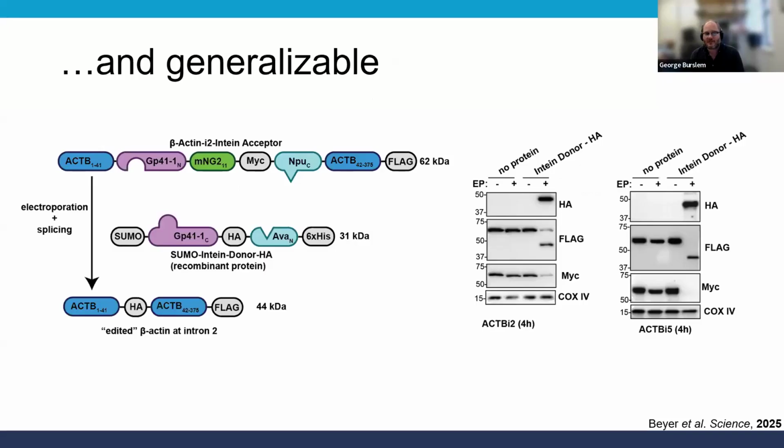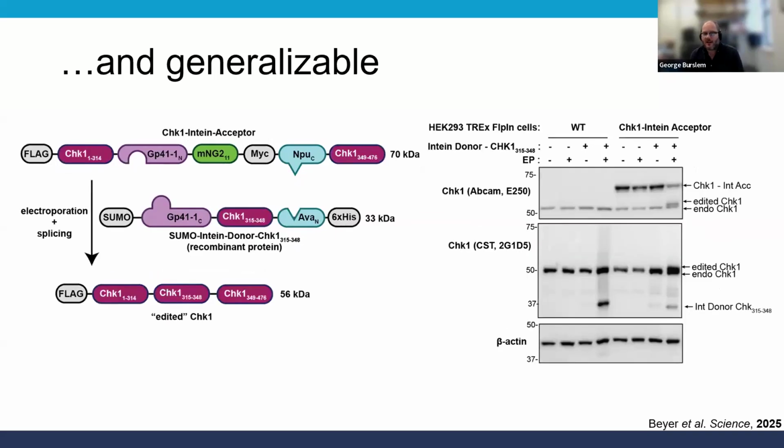We made two different acceptor sites in the actin protein, actin B, and we're able to show editing, again, using the same donor here. This is a generic donor that just inputs an HA sequence, so we can track it. Only when we deliver the protein and only when we electroporate can we see this editing occur. It's been quite effective at the intein-2 site. At the 5 site, it was incredibly efficient. You can see almost complete editing there.